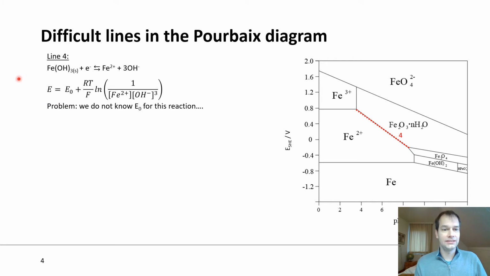And you can also fill in the Nernst equation, and this is what you get. So we have E is E0 plus RT/F ln 1 divided by iron 2 times OH minus to the third. The problem is that if you start to look for the equilibrium standard potential of this reaction, you are not going to find it, because it's not in a list. But the good news is that we can deduce the E0 for this reaction.